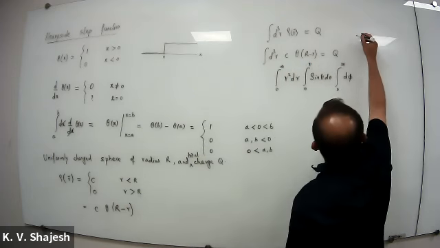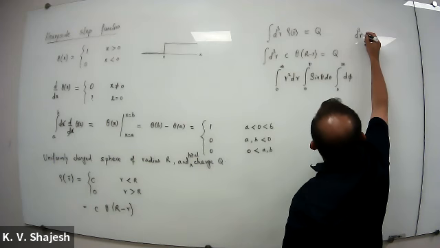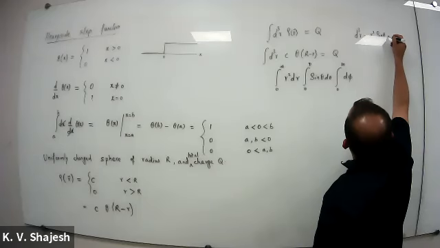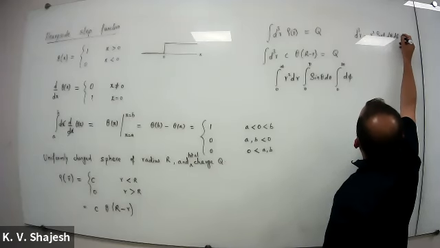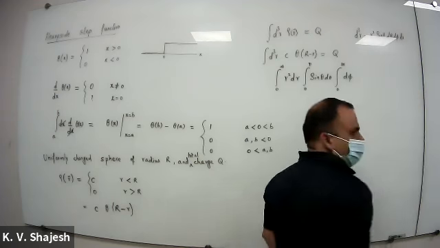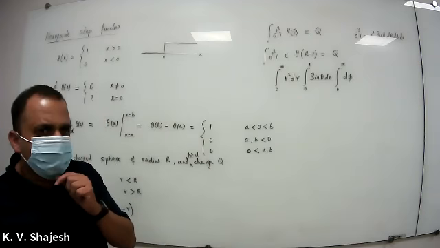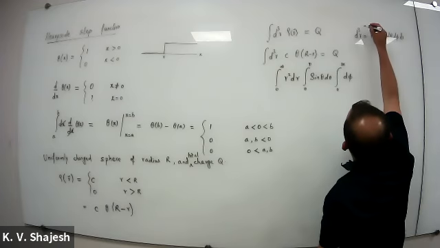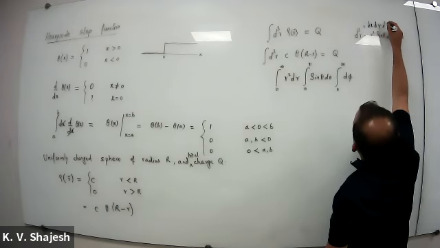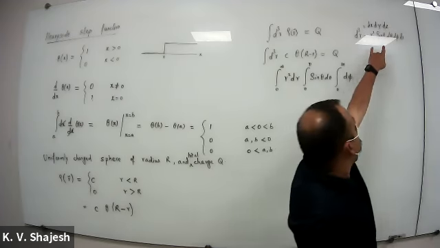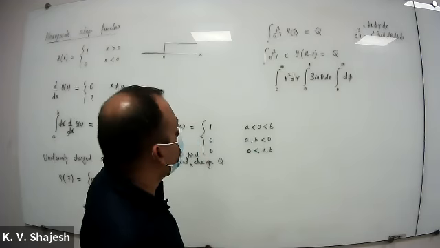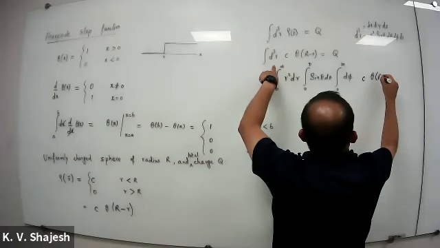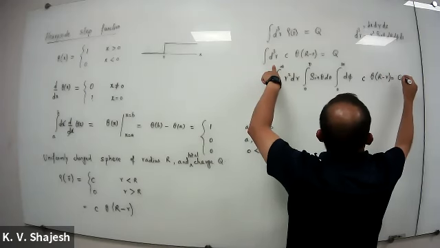Is that familiar? What I've done is, d cubed r, the volume element in spherical coordinates, is r squared sine theta d theta d phi dr. Is that a familiar thing? In rectangular coordinates, this is dx dy dz. So the volume element is this, times c times the step function of r minus r, is equal to q.